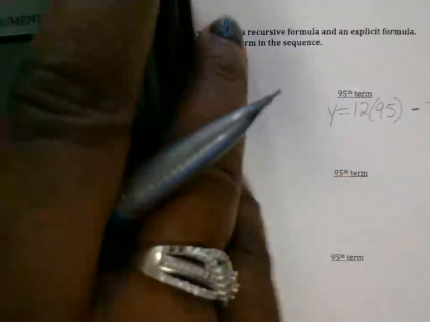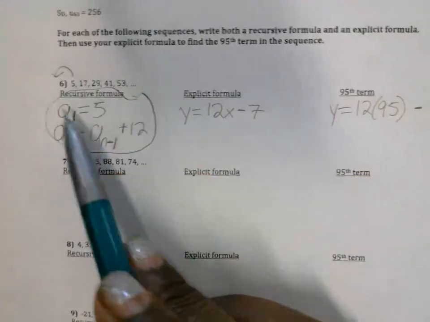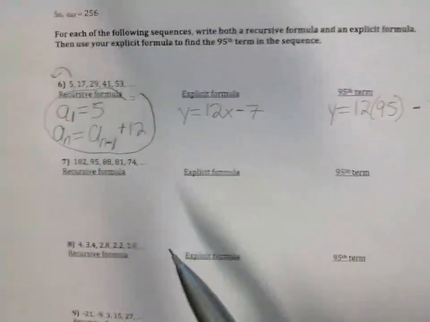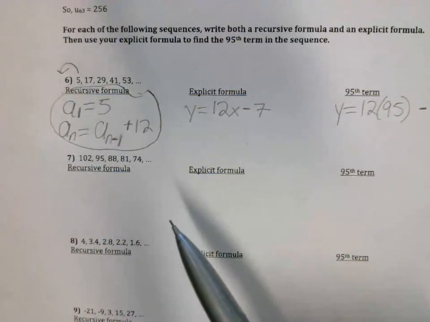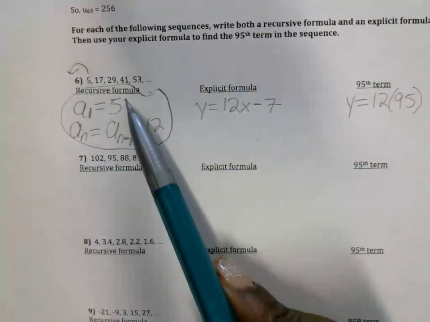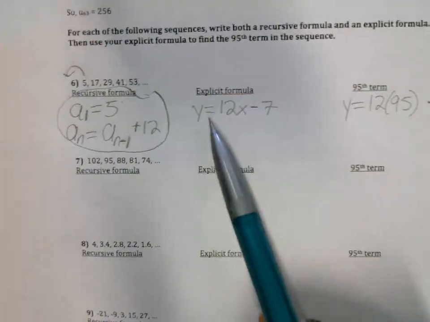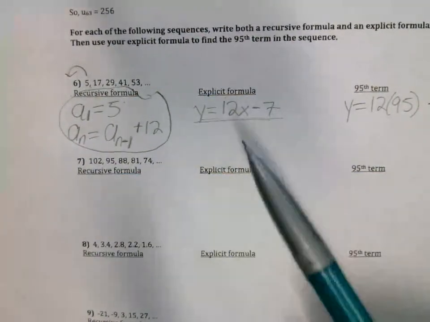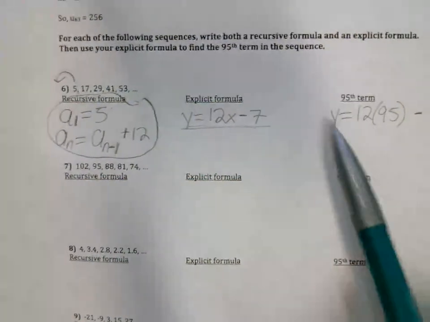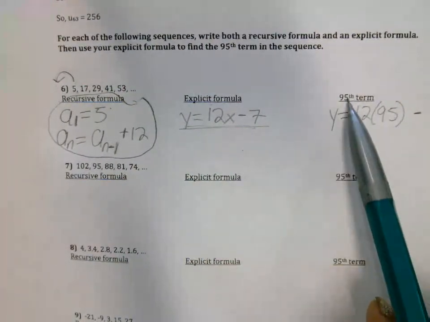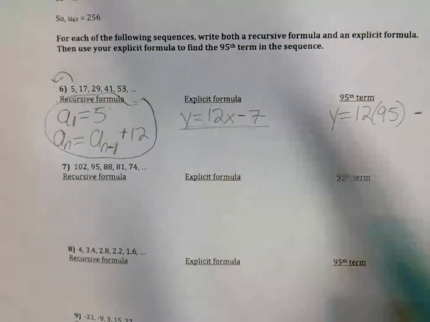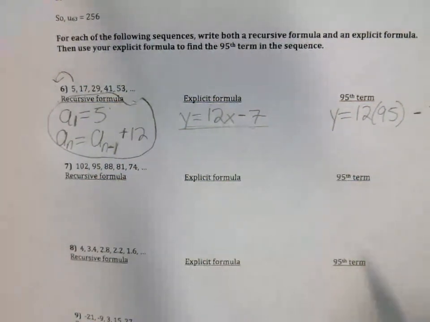Which one? Are we on number 6, or are you talking about a different one? Okay, let me go back. Is it recursive that you're confused, or explicit? Okay, so you take the explicit formula because it's shorter, and you're going to substitute the term that you're looking for in for X. Go ahead.